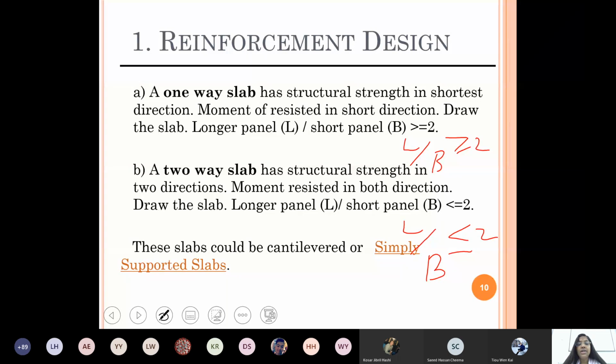Correct? I repeat, in the first case, one-way slab, length will be more than the breadth. If this is 0.5, this will be 1. If this is 1, this will be 2, something like that. So L is always greater than the breadth in one way. In this case, L will be smaller, that's why less than 2. L will be smaller than the breadth, then it is called two-way slab.